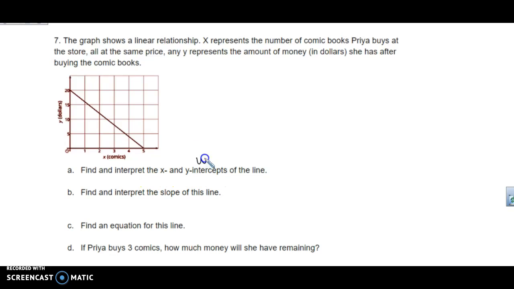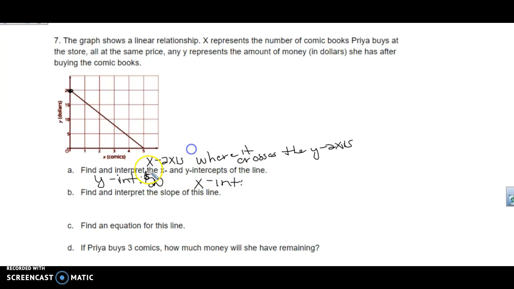Remember, y-intercept is where it crosses the y-axis, and the x-intercept is obviously going to be on the x-axis. So let's first look at the y-intercept. Here's the y-axis, and the graph intercepts at 20. If I look at the label on the y-axis, it's telling me that it's dollars, so the y-intercept is going to represent $20.